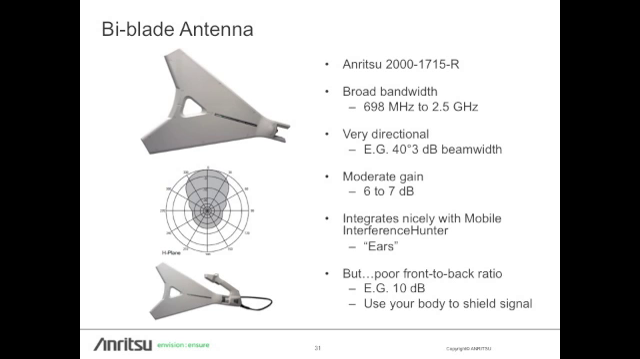Here's the biblade. It has kind of intermediate, a little bit better than a log periodic, maybe not a lot, a little bit. Not quite as wide bandwidth, but covers all of the main cellular bands and integrates nicely with the MA2700, as you can see in the bottom picture there, where those ears fit into little tabs on the handle. Biggest limitation is poor front-to-back ratio.